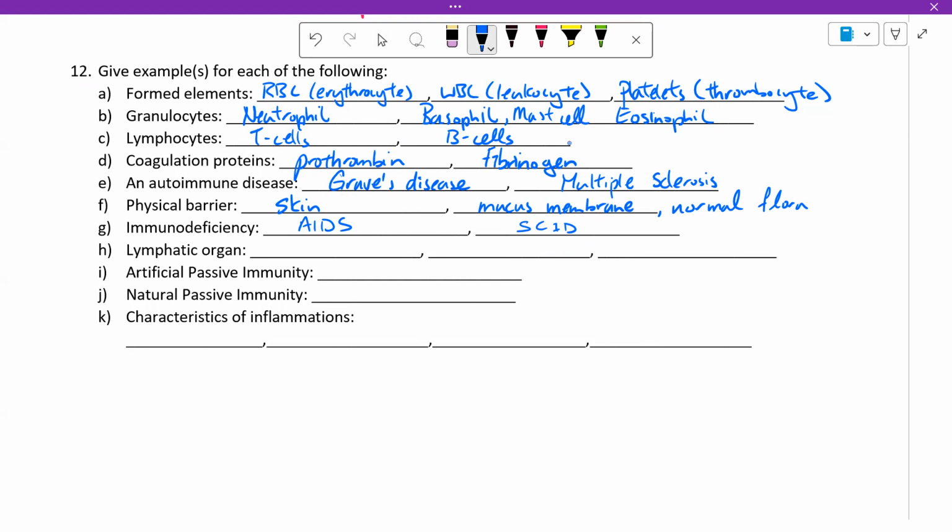Okay, you don't have to know a lot about them. In a question it would be like, which of the following is an example of primary immunodeficiency? Then you have to know it is SCID. Right? Primary means you're born with it. Secondary means you're infected with it. You catch it later on in life. Lymphatic organs: spleen, appendix, thymus, tonsils.